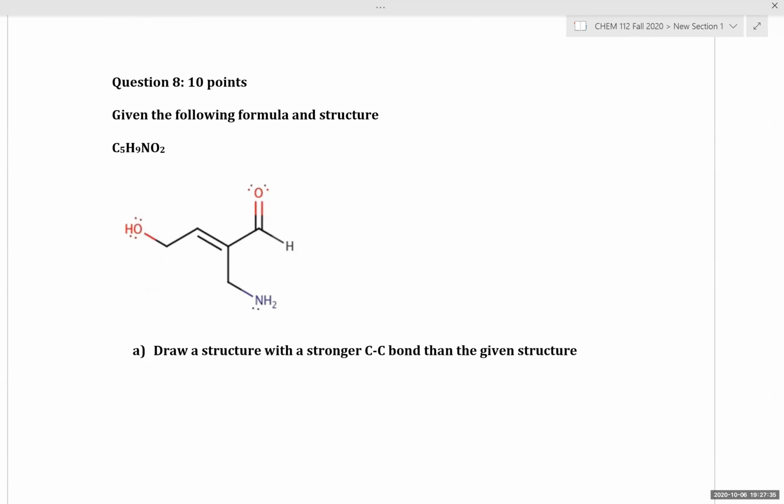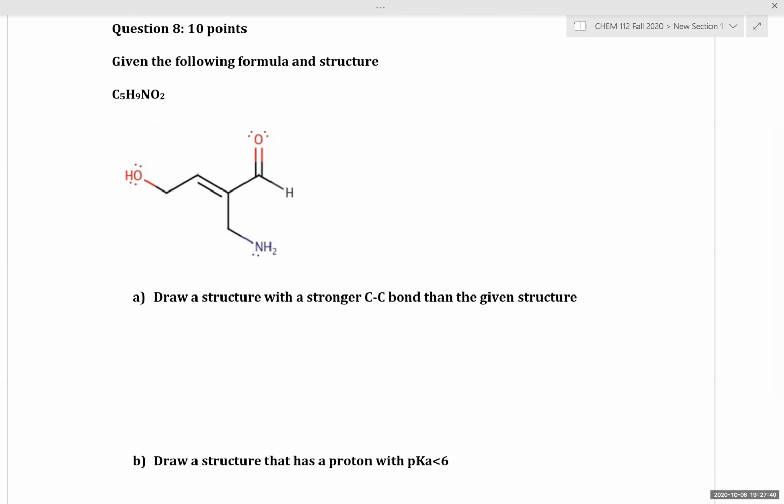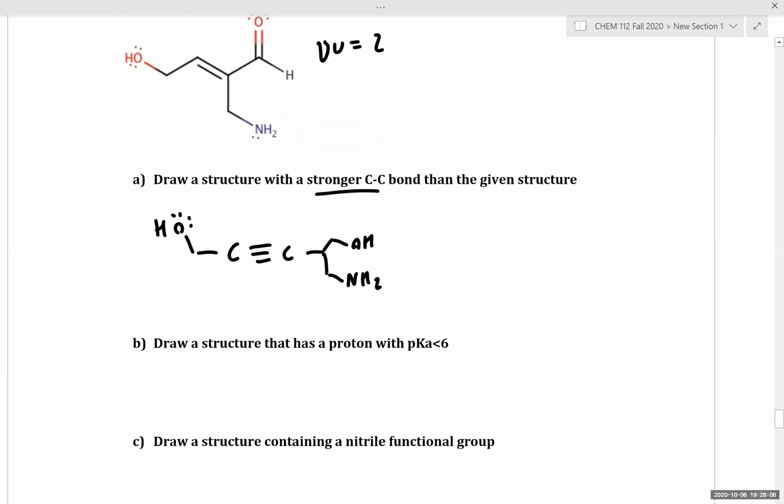So given the following formula and structure, we're asked to draw a series of constitutional isomers with the following criteria. So if we want a stronger carbon-carbon bond, let's just draw a triple bond. In this case, we have a DU of 2, so we can have 2 double bonds or rings. That's a fair amount of flexibility, all things considered. Okay, so here's an example of a structure with a stronger carbon-carbon bond.